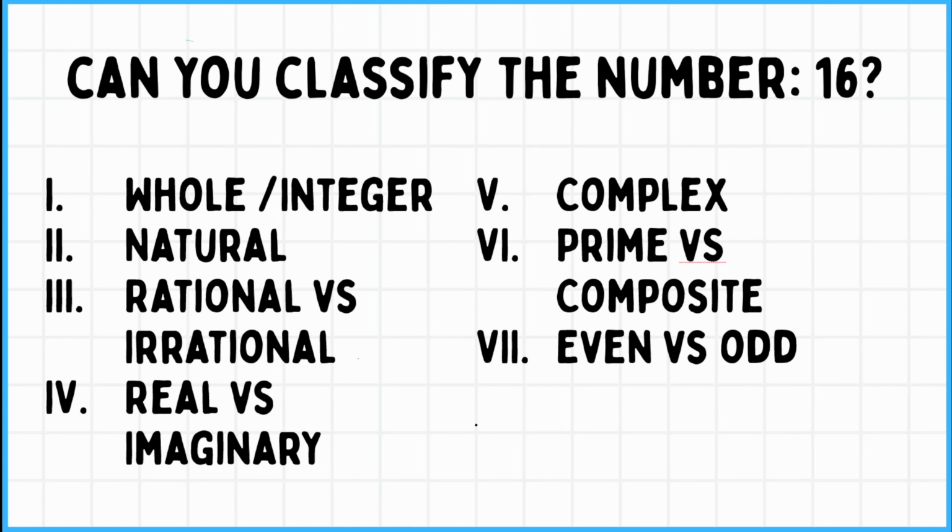Let's take a look at an example. So here we have the number 16. Let's walk through each one. Is it a whole number? Yes. It's also a positive integer. It's a natural number. It's rational. It's real. It's not complex. It's not prime or composite. And it's an even number because we can divide it by 2.